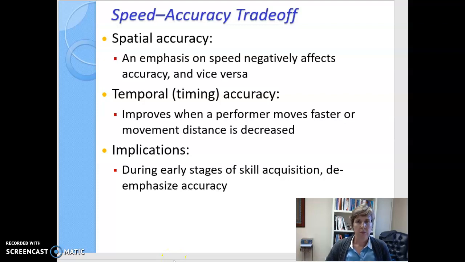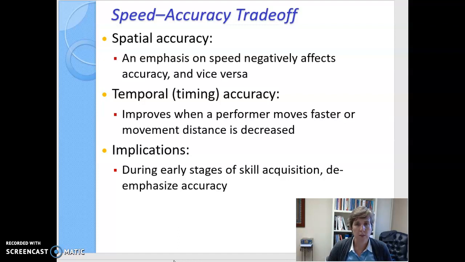Okay, so your textbook talks a little bit about speed accuracy trade-off, and what that really means is the faster you do something, the less accurate you are, the slower you do something, the more accurate you are. And so there's spatial accuracy and there's temporal accuracy. So over here in the slide, we talk about spatial accuracy. Spatial accuracy is being in the right place at the right time, in essence, and then temporal accuracy is timing of your ability to move or to apply a certain amount of force.